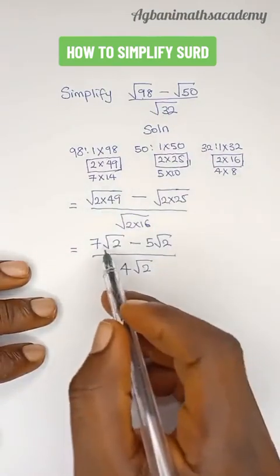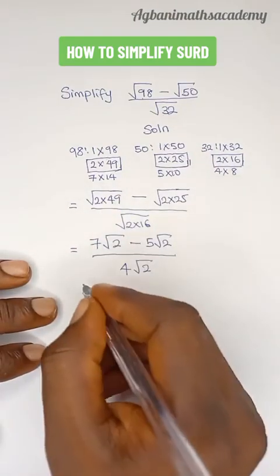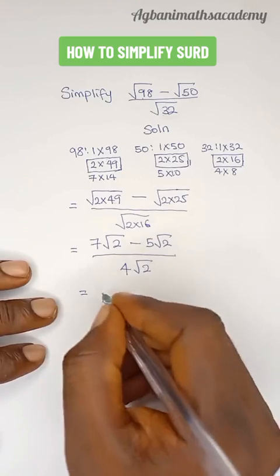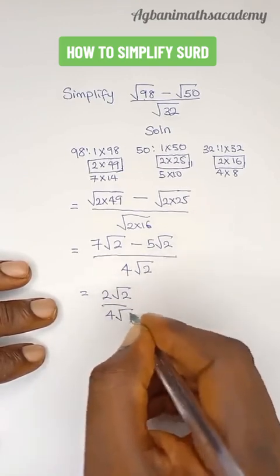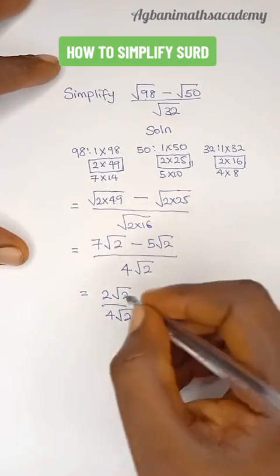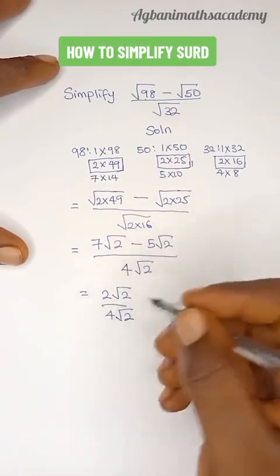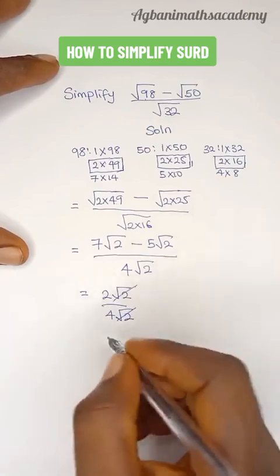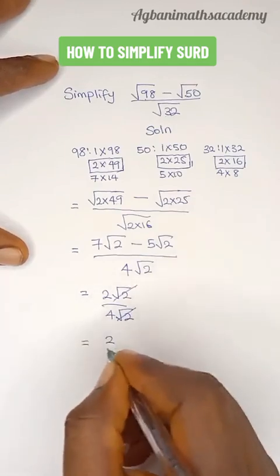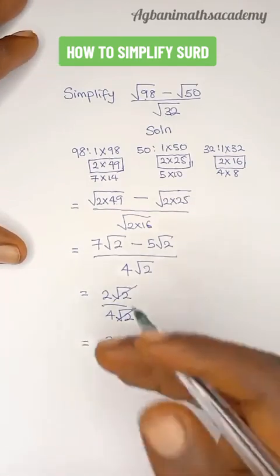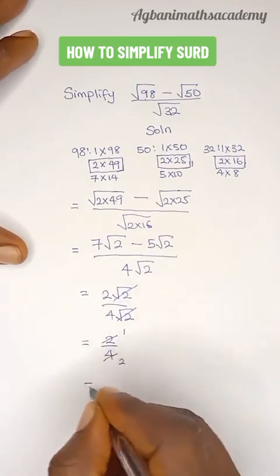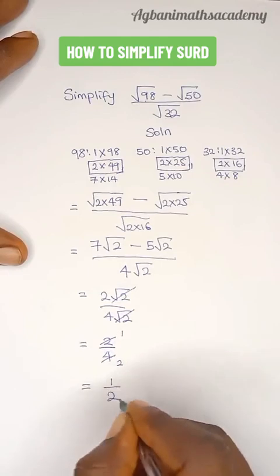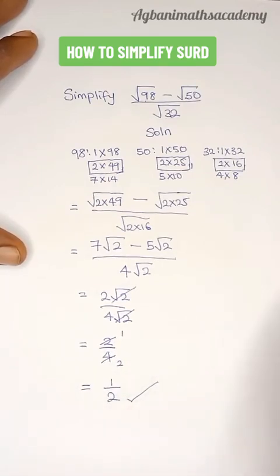So we have 7 root 2 minus 5 root 2. 7 minus 5 is going to give us 2. So we have 2 root 2 all over 4 root 2. At this point, square root can cancel out square root, so we cancel them out. Therefore we have 2 all over 4. Breaking this down, 2 here will give us 1 and 4 here will give us 2. So our final answer is 1 all over 2. This becomes the answer to this question.